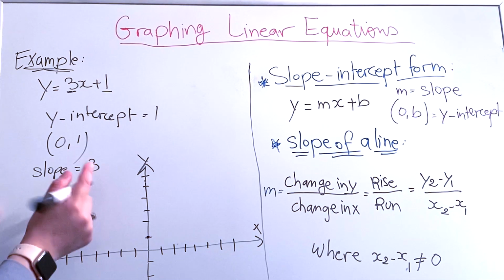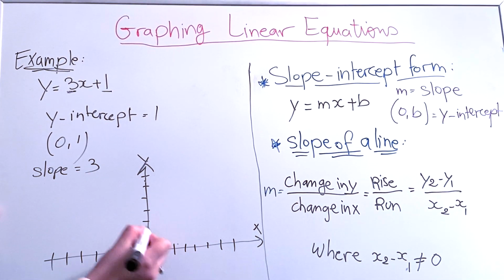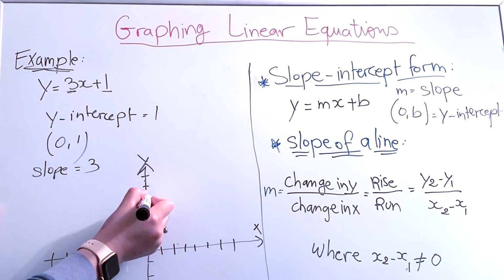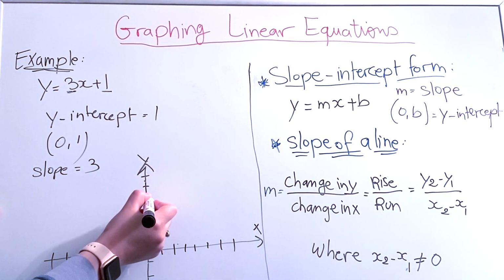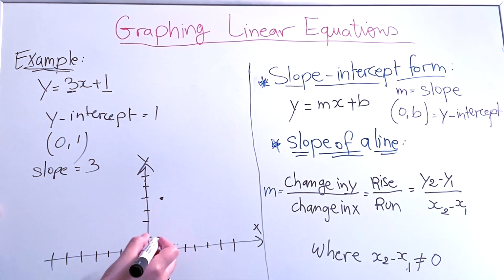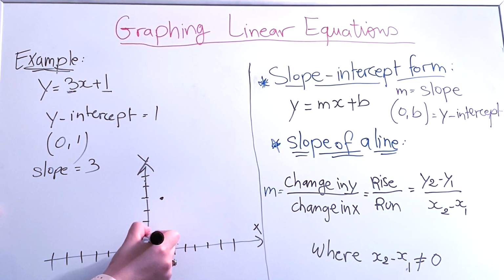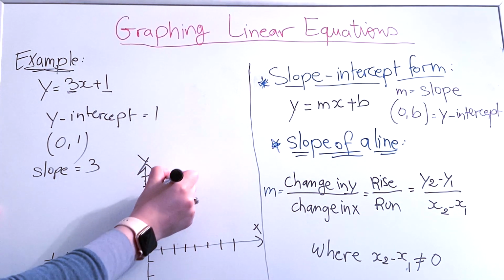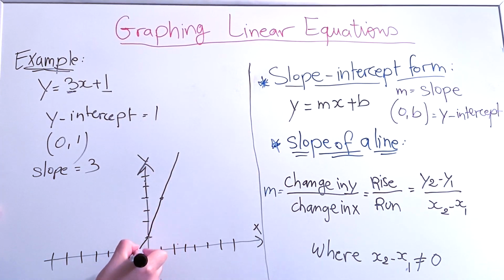And now we're gonna go up with 3 here, and then we're gonna go to the right with 1 unit. So it's gonna be here, the second point. Now we can connect the points to find the line.